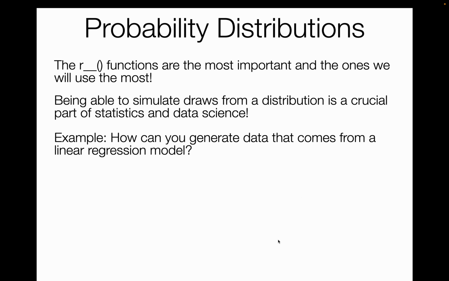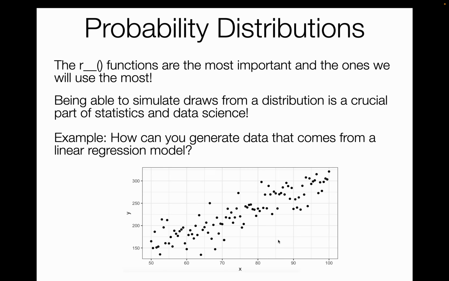So what I mean is, if I can generate 1,000 numbers that come from a normal distribution with mean 0 and standard deviation 1, that's better than having that functional form that you made in the last video, if you did the last your turn. Okay, so one example that I use all the time for this is, how do I generate data that comes from a linear regression model? So what does that mean?